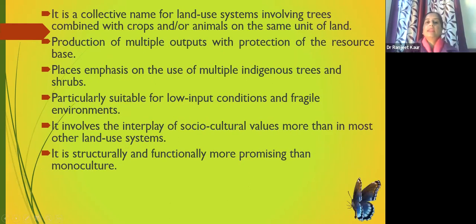It is a collective name for land use system involving trees combined with crops or animals on the same unit of land. Production of multiple outputs with protection of the resource base. It places emphasis on the use of multiple indigenous trees and shrubs. It is suitable for low input and fragile environment. It involves interplay of social cultural values. It is structurally and functionally more promising than a monoculture.